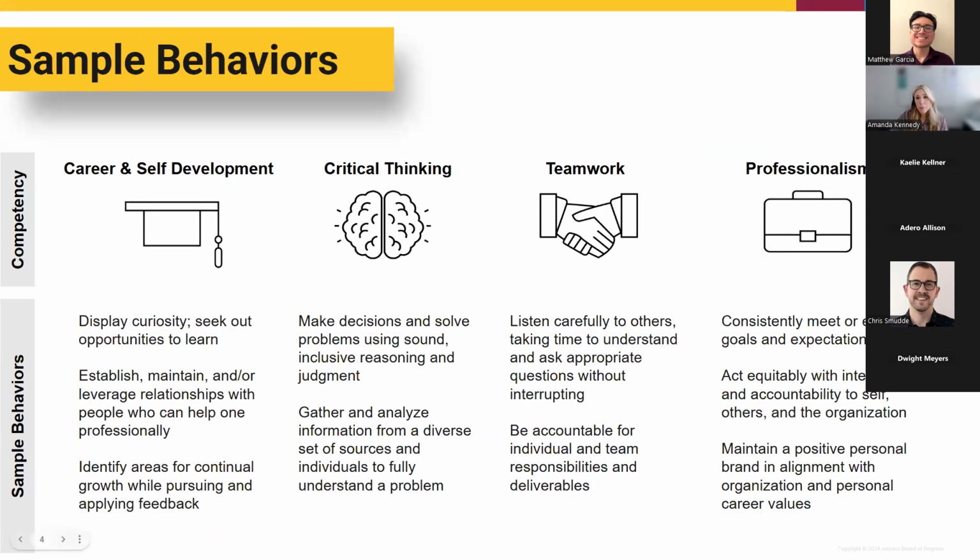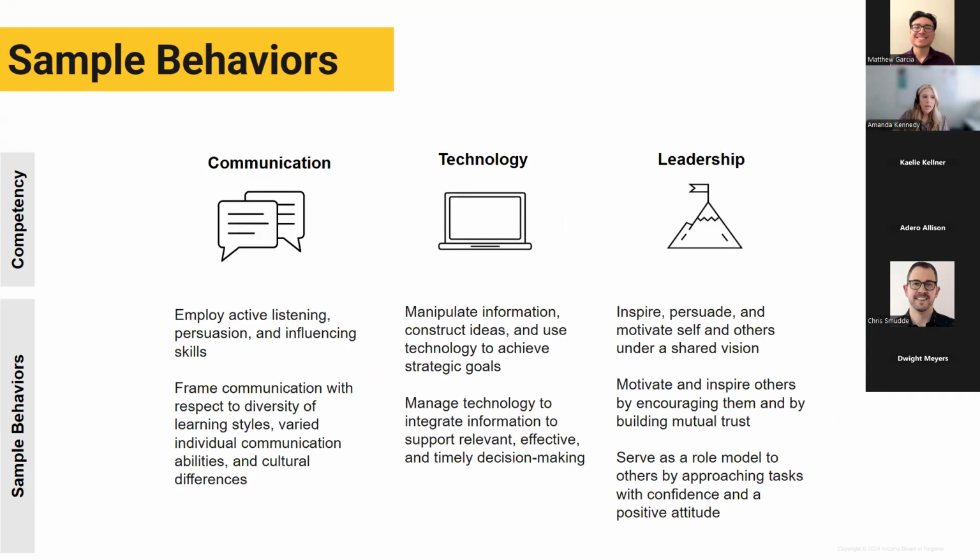This is just some examples of some sample behaviors that are associated with each of the competencies. This is something that students will be able to see when they are taking the inventory. So we're not just saying, score yourself on a scale of 1 to 4 in regards to career and self-development. They do have some context around what is career and self-development, how might I actually be displaying this behavior or utilizing this competency in the experiences I'm participating in. And again, just the last couple here.